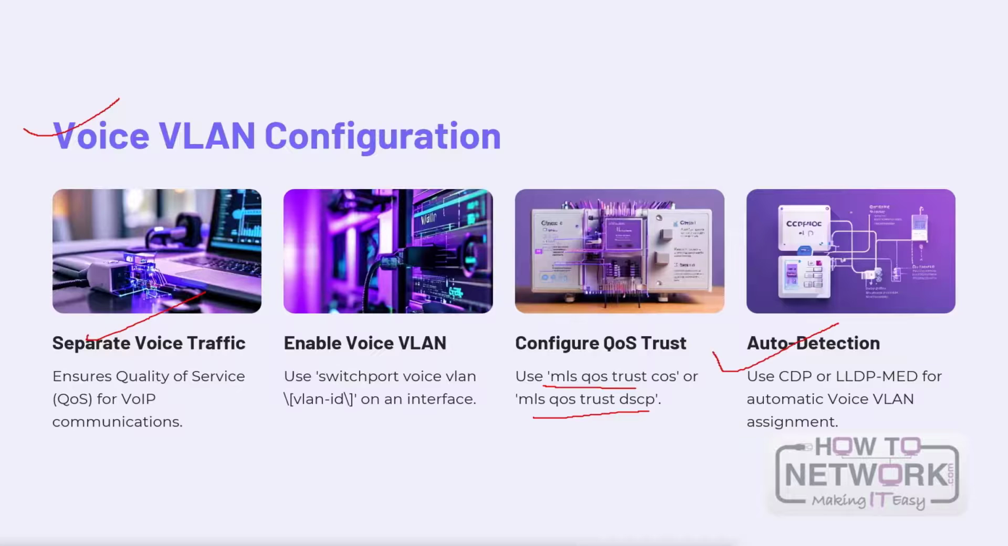For auto detection, use CDP or Cisco Discovery Protocol, or LLDP-MED, for automatic voice VLAN assignment and device detection. To confirm the settings, you need to use show interface, then you put the ID, let's say Ethernet 1/1 switchport, or show interface gig 0/1 switchport, and verify the connected devices with show cdp neighbors. Right. So if you're familiar with Cisco, you know all of these commands that I'm telling you very well.